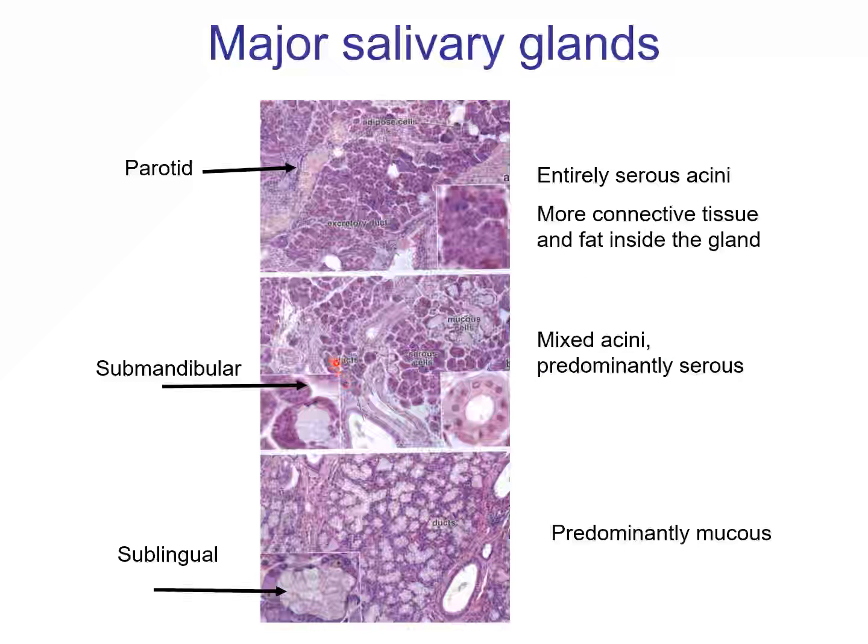The submandibular gland is a mixed gland. You can see there are serous acini and mucous acini, but it is predominantly serous. The sublingual gland is also a mixed gland, but you can identify here there are lots of mucous acini. Very rarely you can see some of the serous acini.